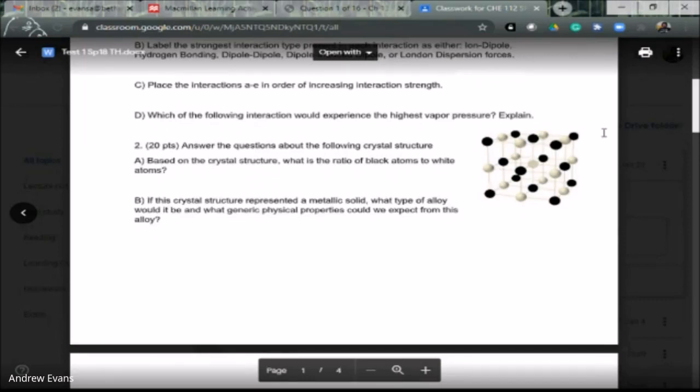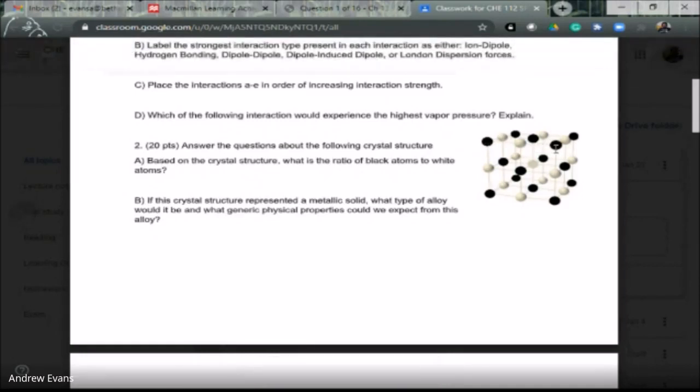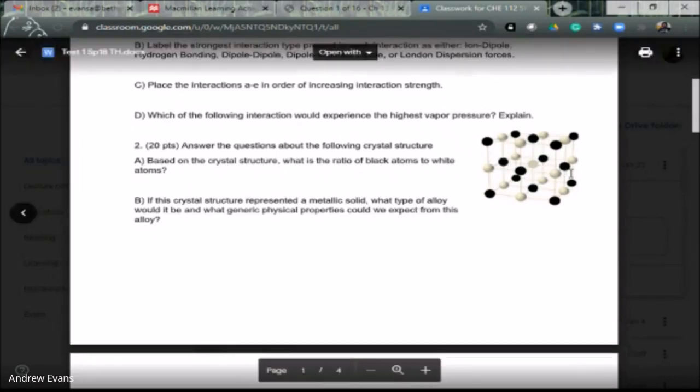This is sodium chloride. The black atoms are in all 8 corners and all 6 faces. We count top face, bottom face, front face, back face, left face, right face. Each corner is 1/8, which makes 1 atom. Each face is 1/2. 6 faces, 3 atoms. So how many black atoms are we looking at? 4 black atoms.